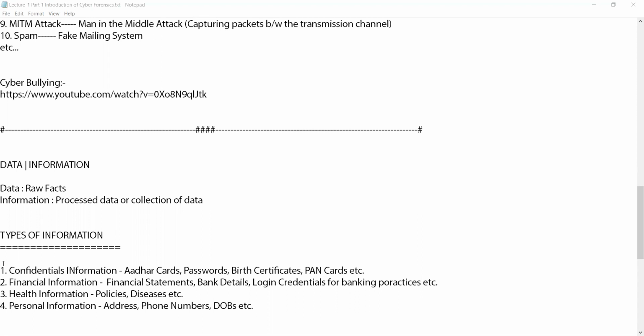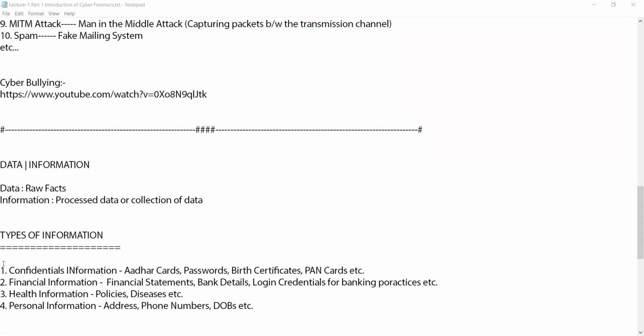The first category is called confidential information. The second category is called financial information. The third category is called health information. The fourth category is called personal information. So there are basically four categories of information involved in the cyber forensics information part. In that scenario, persons disclose our data. The first category is confidential information.